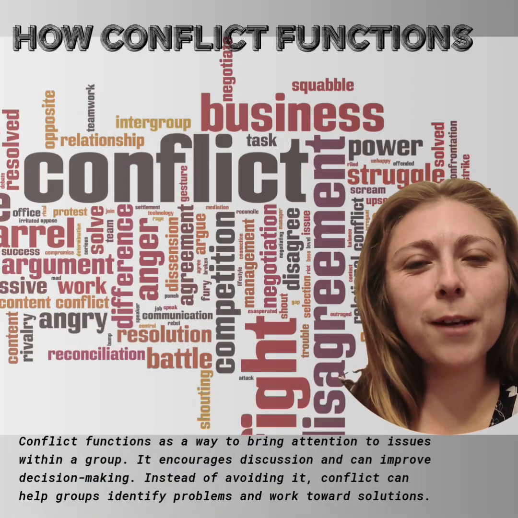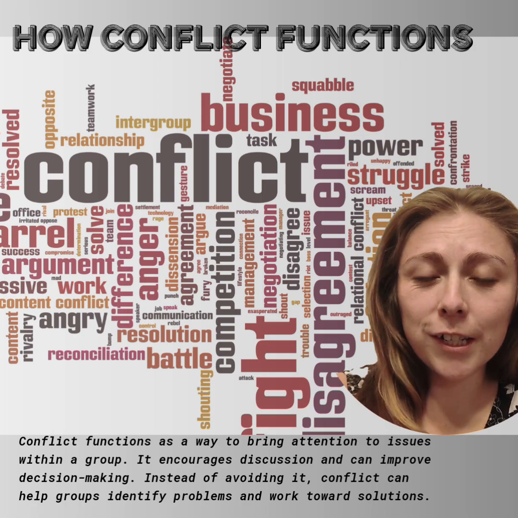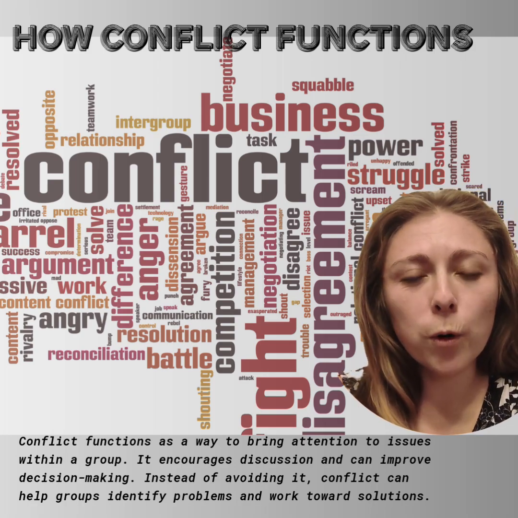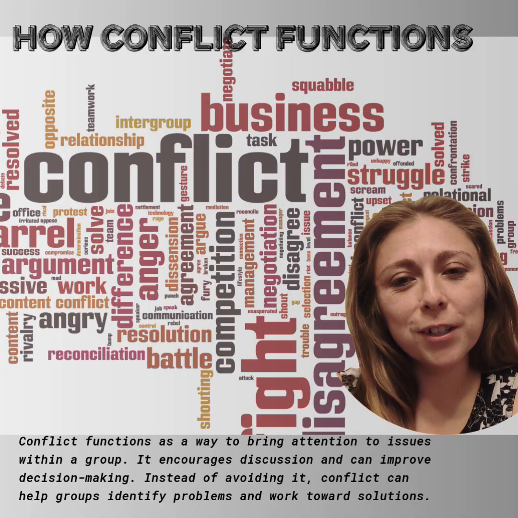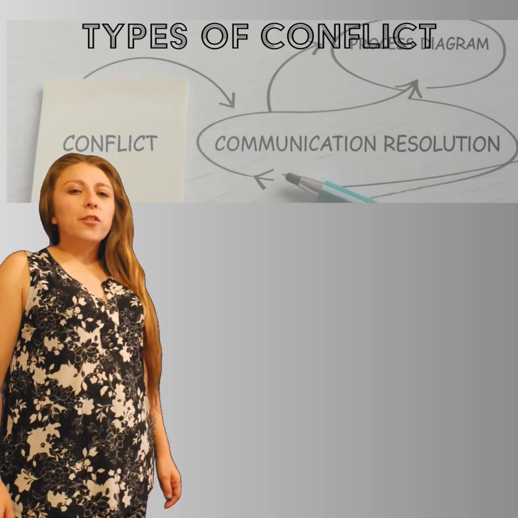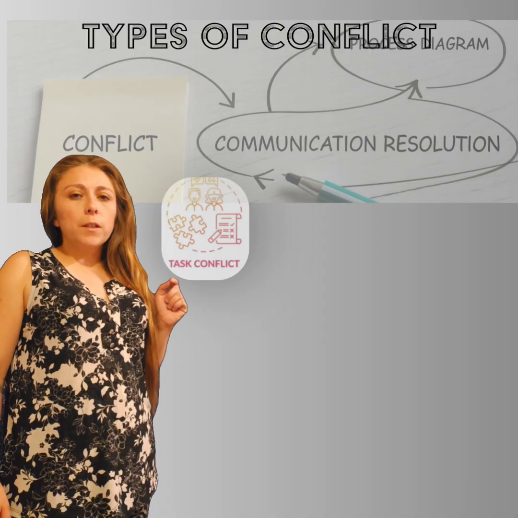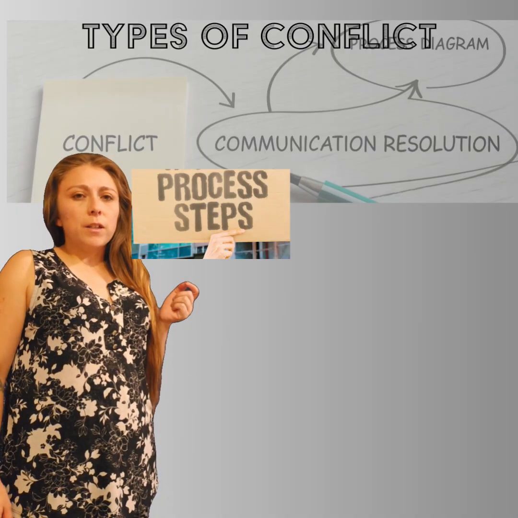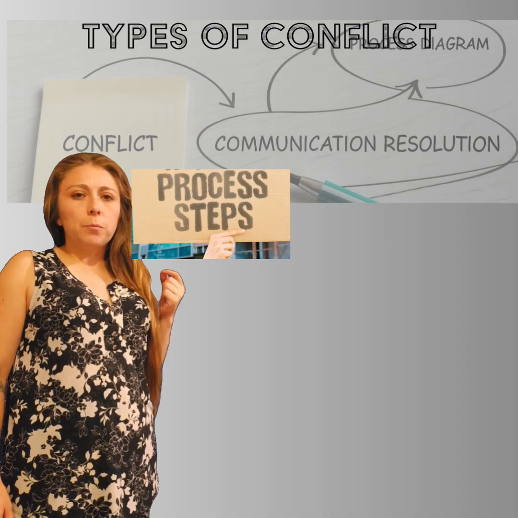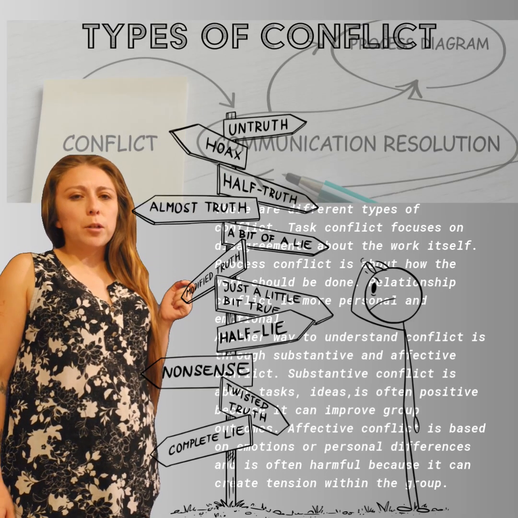Conflict functions as a way to bring attention to issues within a group. It encourages discussion and can improve decision making instead of avoiding it. Conflict can help groups identify problems and work towards solutions. There are different types of conflict. Task conflict focuses on disagreements about the work itself. Process conflict is about how the work should be done. And relationship conflict is more personal and emotional.